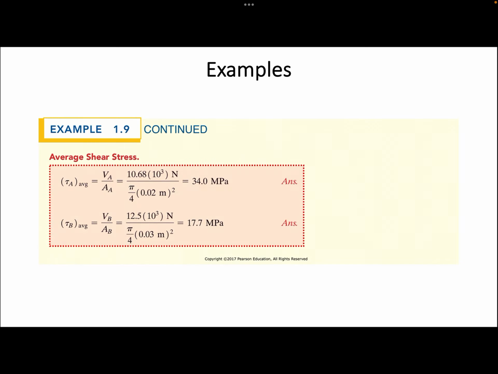Now, with the cross-sectional area of the two pins known, we can easily find the average shear stress for each of them using the equation we discussed earlier in these lectures.